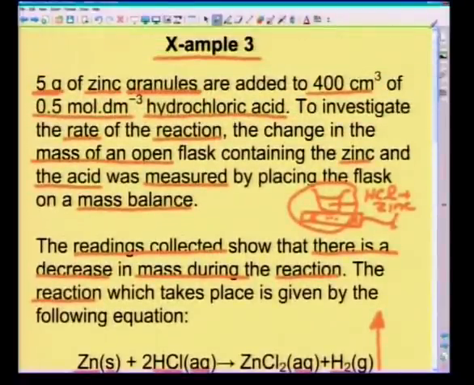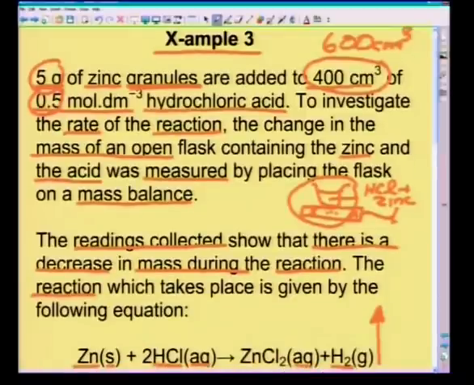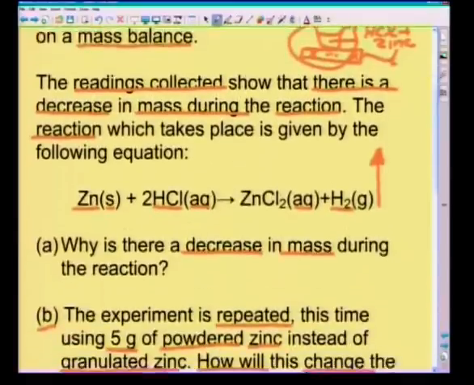At the beginning, what we had, it's 5 grams granulated zinc. The concentration is 0.5. It hasn't changed. So these two items here have not changed for case number 3 that we're looking at. But then what has changed is at the beginning we had 400 cubic centimeters. Now we're looking at 600 cubic centimeters. In other words, we have increased the volume, the amount, if you like, of hydrochloric acid. How will the reaction rate compare to the initial one?